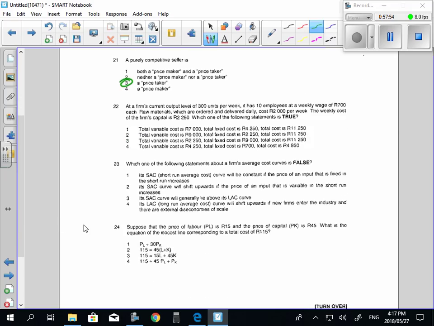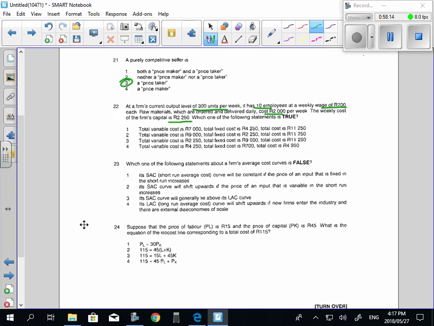22, a firm's current output level is 300 units per week. It has 10 employees at a weekly wage of 700 Rand each. Raw materials which are ordered and delivered daily cost 2,000 Rand. The weekly cost of the firm's capital is 2250. Calculate the following. Okay, so what is your total variable cost?